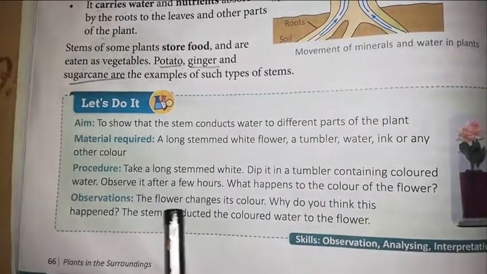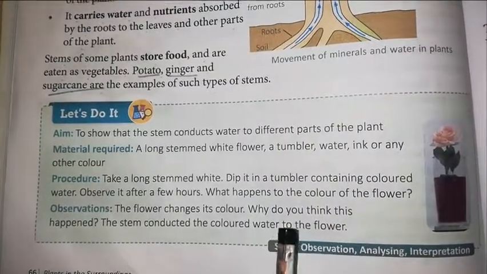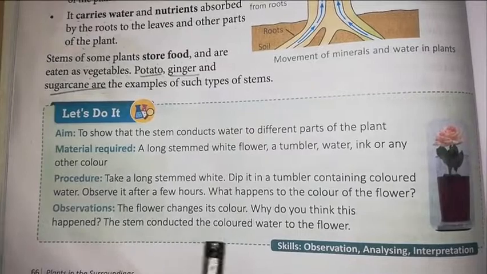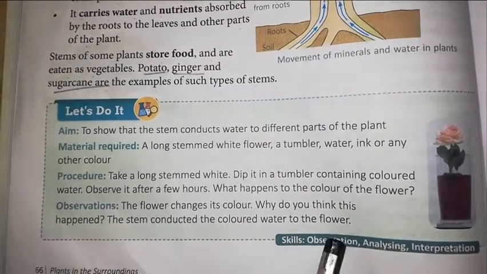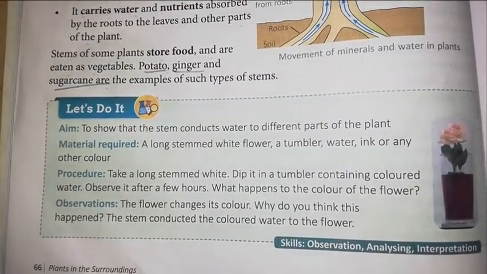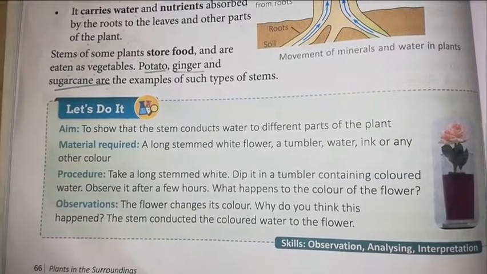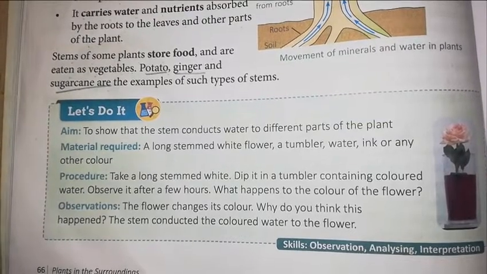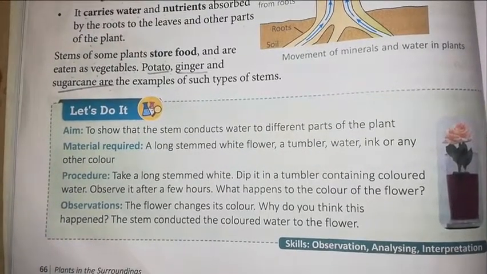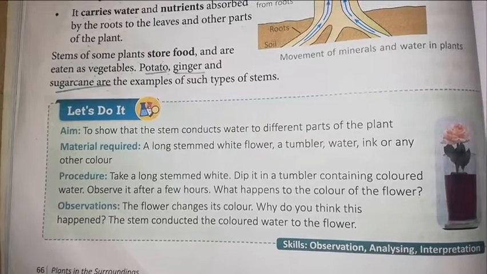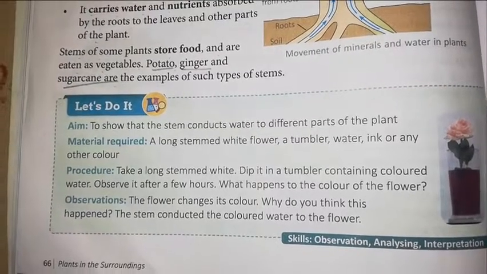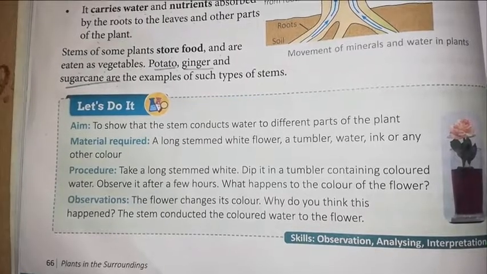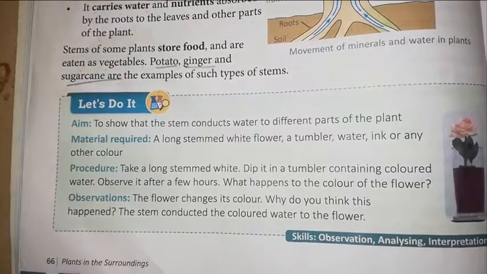Observations: the flower changes its color. Why do you think this happened? The stem conducted the colored water to the flower. So the color of the flower changed. How? It is because the stem carried the colored water from the tumbler to the flower. Thus the flower's color changed. So we can say that stem carries water to different parts of a plant.